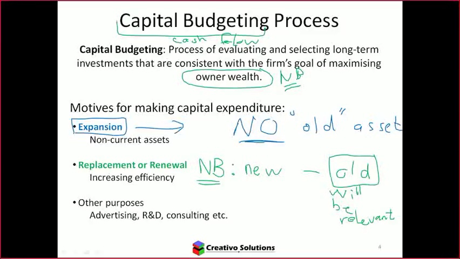Yes. Okay. Other purposes could be advertising, R&D, consulting. They don't cover those in this particular module. You're just focusing on those two decisions: either the decision to expand or the decision to replace or renew an asset. If it's replacement or renewal, I need to consider the old asset because it is relevant to decision making.